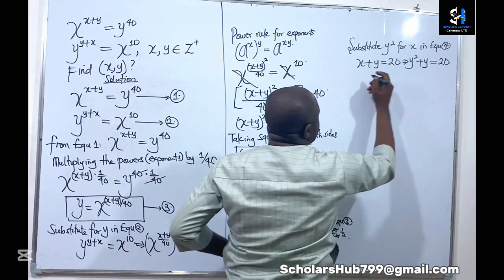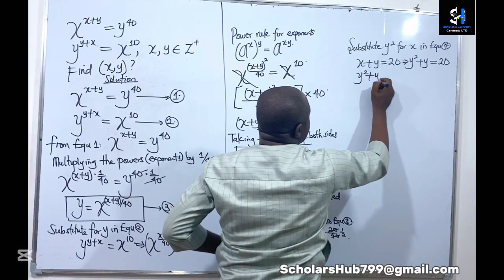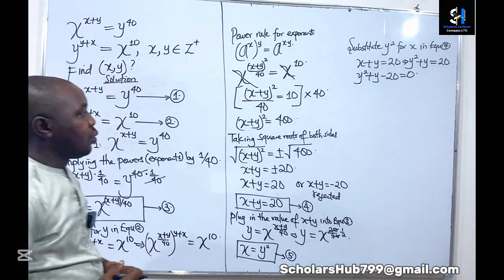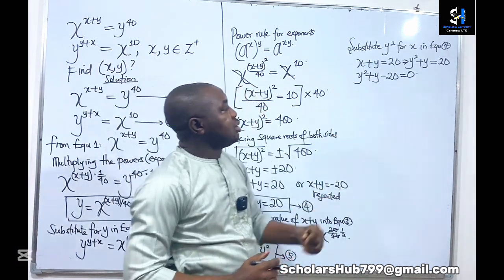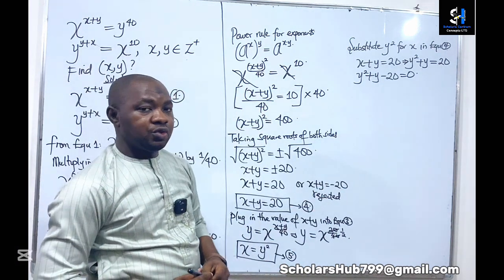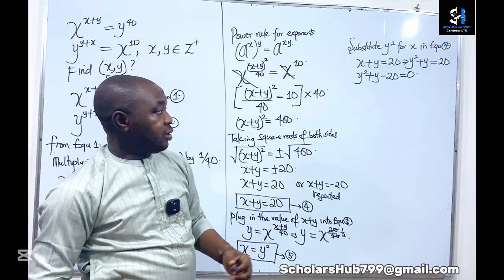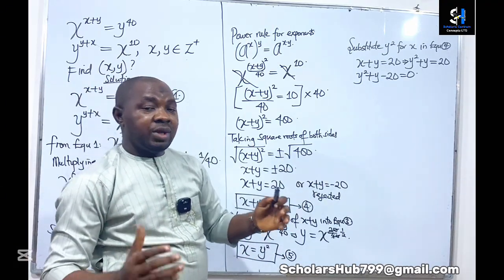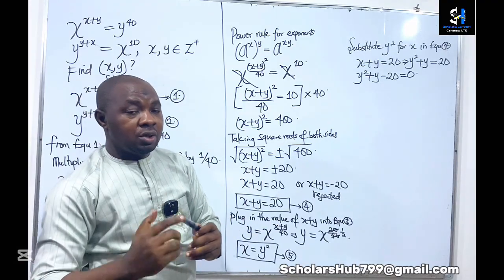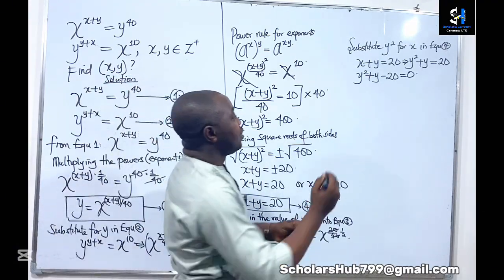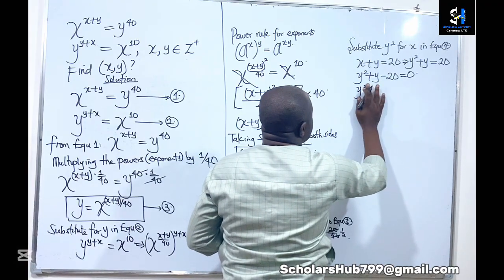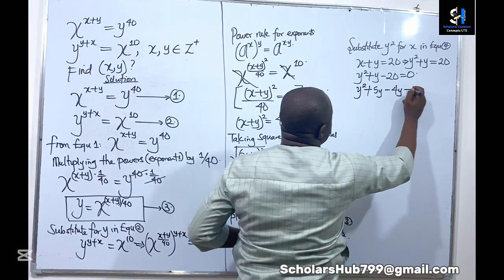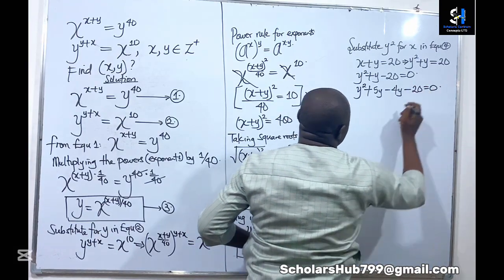So I'm going to bring this to the left hand side. So this will be y squared plus y minus 20 equals 0. Now in this case, we have a quadratic equation, so we can use the factorization method. The factors of minus 20 that when added together will give us plus 1 are 5 and minus 4. So this will be y squared plus 5y minus 4y, then minus 20 equals 0.